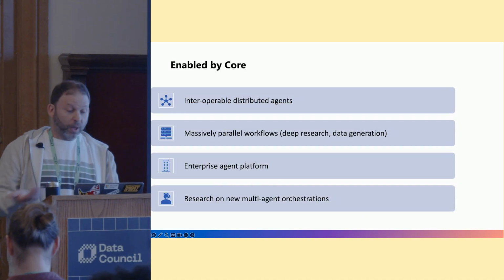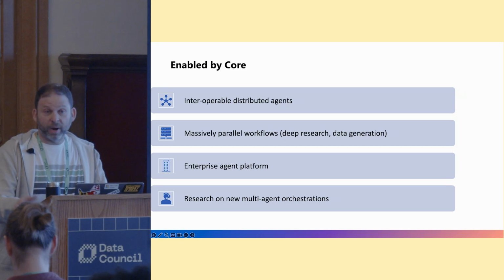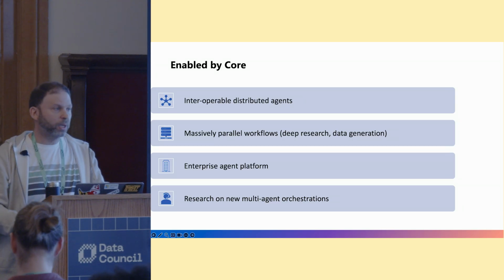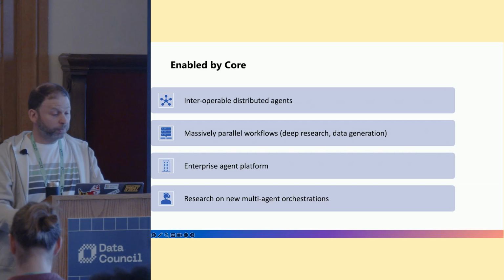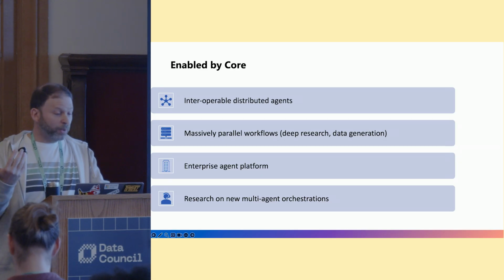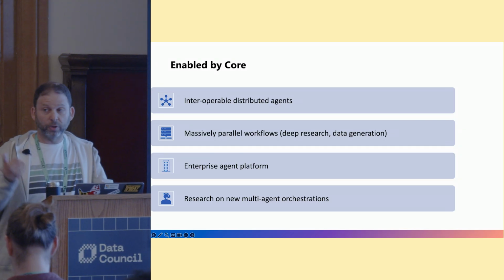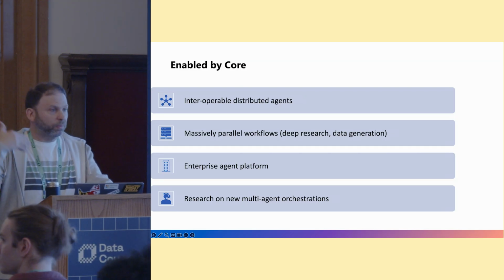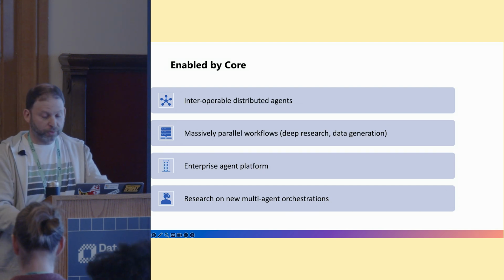Here are some of the things that the core API enables: interoperable distributed agents, as I said, massively parallel workflows, an enterprise agent platform, again with all of the security, traceability, accountability, and governance that you need. And because MSR is probably the largest contributor, it's always going to have the latest and greatest in multi-agent orchestration coming out of the research space.